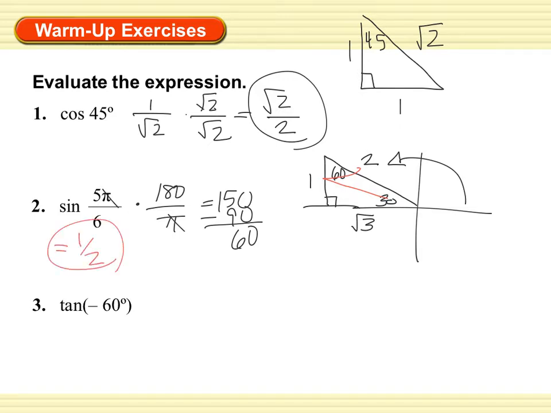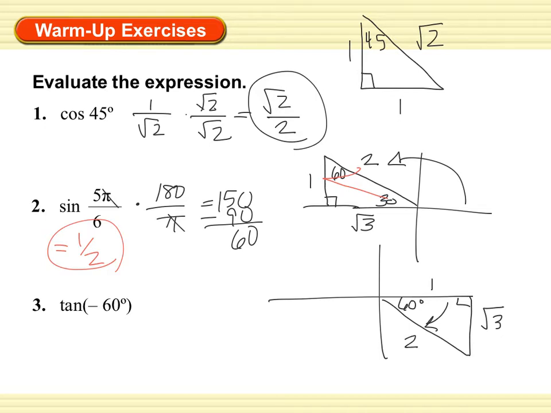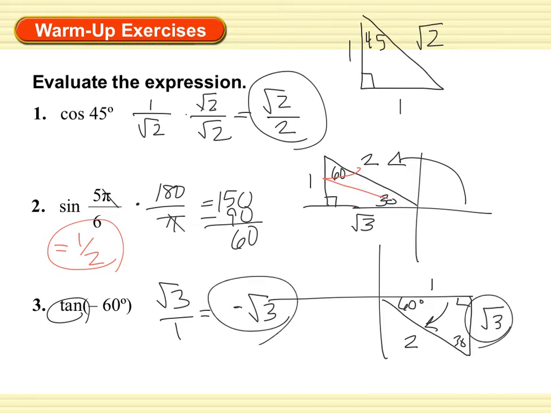Now if I go tangent of negative 60, I'm going this direction. 60 degrees. So this is a special triangle. Across from the 60 is square root of 3. Across from the hypotenuse is 2, and across from the 30 degrees is 1. So this is 30. So tangent is opposite over adjacent. Opposite over adjacent is square root 3 over 1, or just plain old square root 3, but I'm in the negative direction, so don't forget that negative.